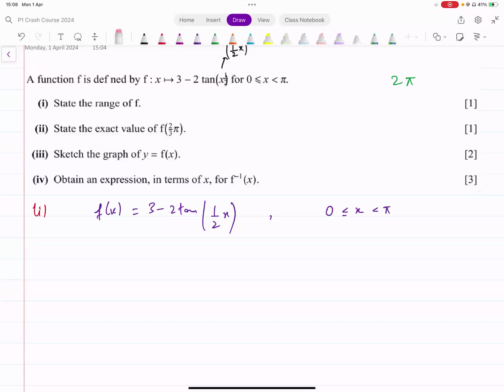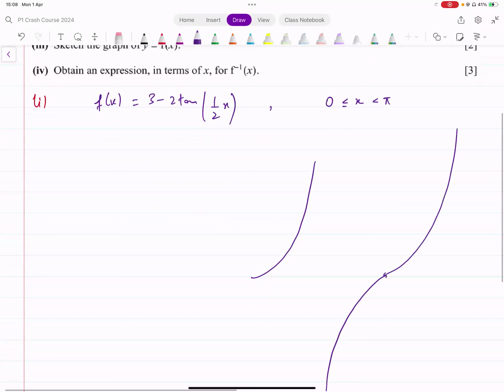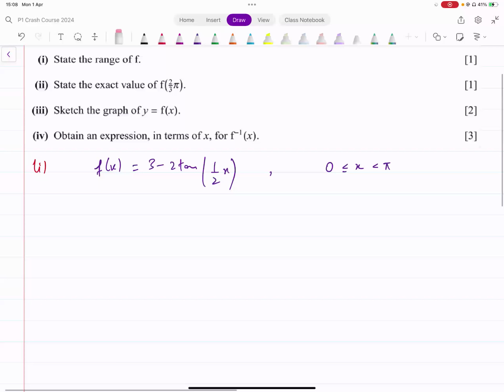We could think of what happens at 0 and what happens at pi, because remember the tan graph does not have any turning points. It goes like this. It's either like this, or like this, or this. There's no turning points here as such. So what we do is we just look at what happens at the end points.